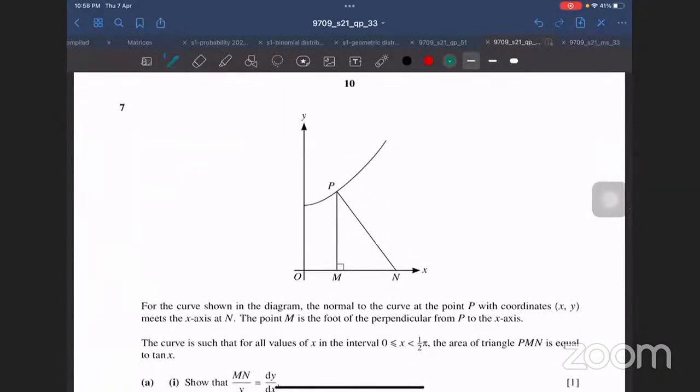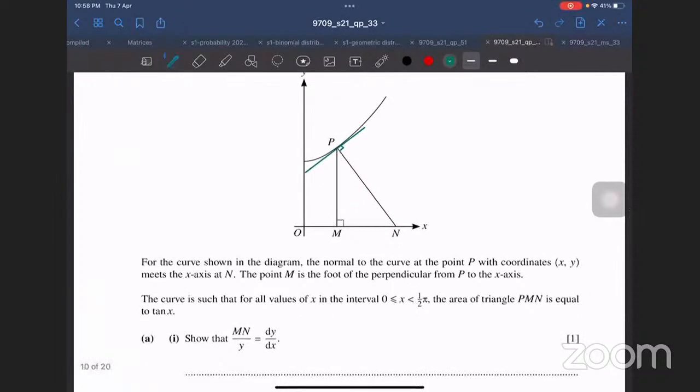Okay, the next question says for the curve shown in the diagram, the normal to the curve at the point P with coordinates x comma y meets the x-axis at N. The point M is the foot of the perpendicular from P to the x-axis. So there's a perpendicular line, which means that there must be a tangent and a normal here.